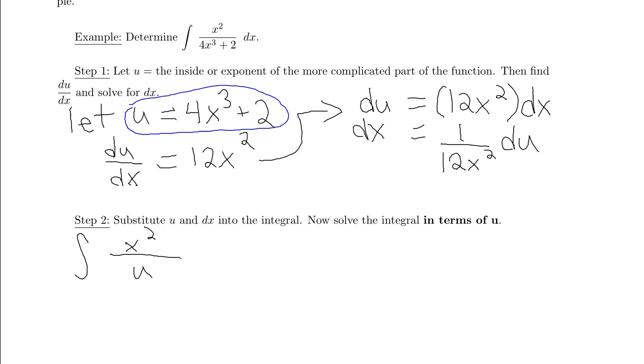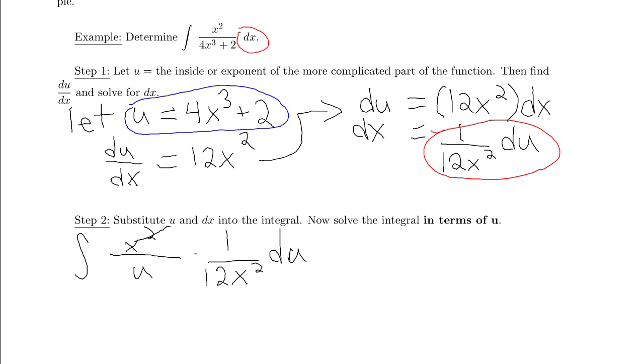Now the next part of the integral is this dx term, right? This dx term is what follows. But we know that dx is equal to 1 over 12x squared du. So we're going to put that in for dx. So this is times 1 over 12x squared du. Okay, well, let's see what happens here.